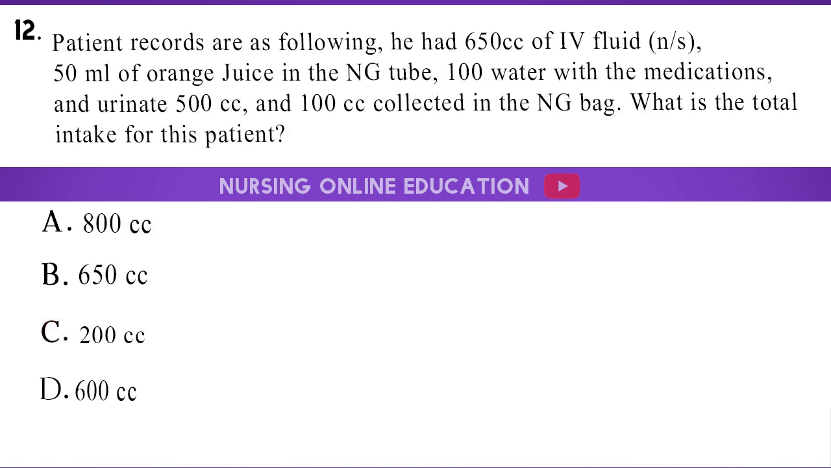12. Patient records are as follows. He had 650 cubic centimeters of IV fluid, N/S, 50 milliliters of orange juice in the NG tube, 100 water with the medications, and urinated 500 cubic centimeters, and 100 cubic centimeters collected in the NG bag. What is the total intake for this patient? A. 800 cubic centimeters, B. 650 cubic centimeters, C. 200 cubic centimeters, D. 600 cubic centimeters.